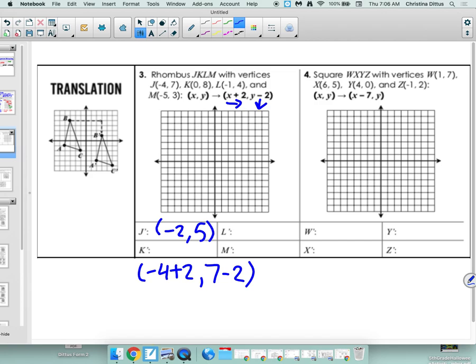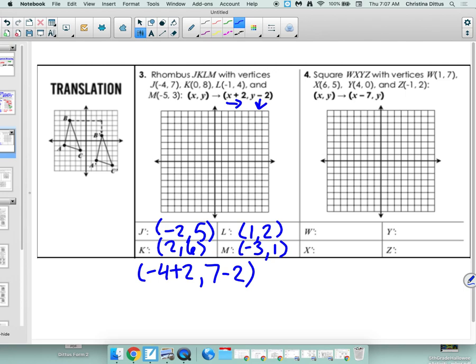My K, 0, 8 should become 2, 6. My L, negative 1, 4 should become 1, 2. And my M, negative 5, 3 should become negative 3, 1.